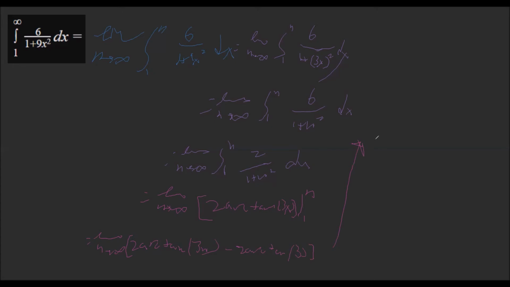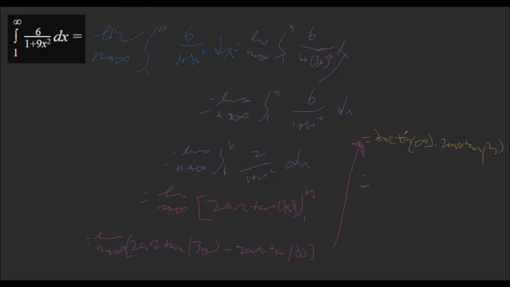And so we can say that this is equal to 2 arctan 3 times infinity, which is infinity, as you know, minus 2 arctan 3. And the reason the second term, 2 arctan 3, doesn't change is because there's no n. It really isn't affected at all by the limit.